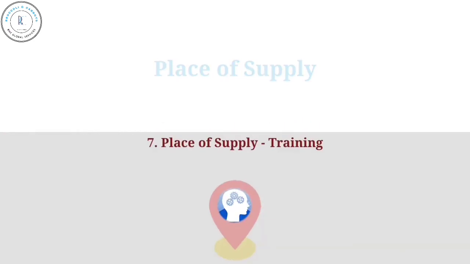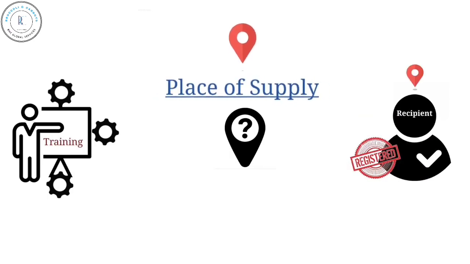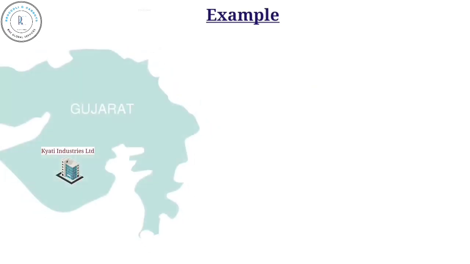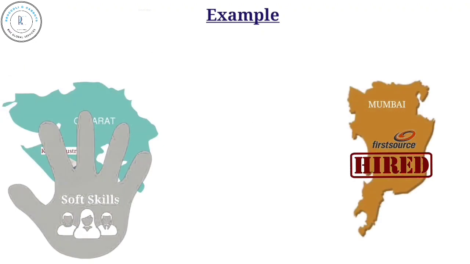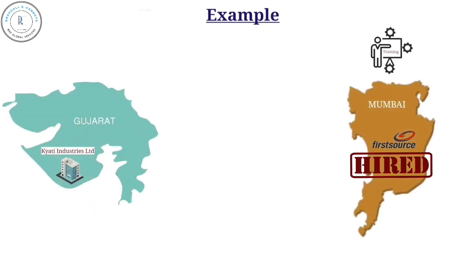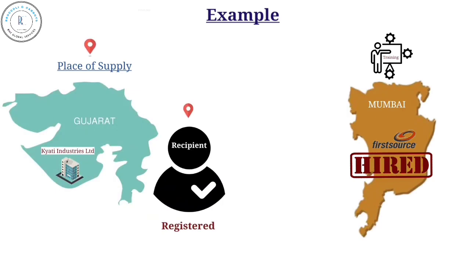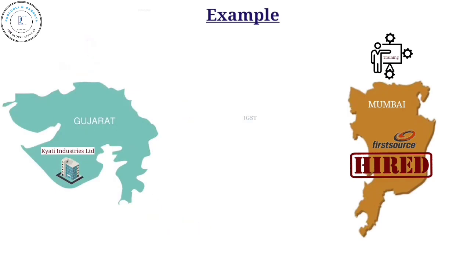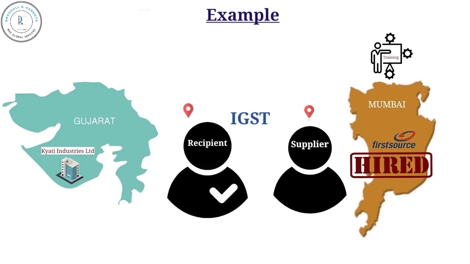Today, we shall be discussing the concept of place of supply for training. Where training service is provided to a registered person, place of supply will be location of such registered recipient. Example: Kyati Industries Limited, Gujarat, hires First Source Consultancy, Mumbai, to impart soft skills training to its employees. The training will be conducted in Mumbai. Place of supply will be Gujarat, since the recipient is a registered person. IGST will be charged as supplier is in Maharashtra and recipient is in Gujarat.